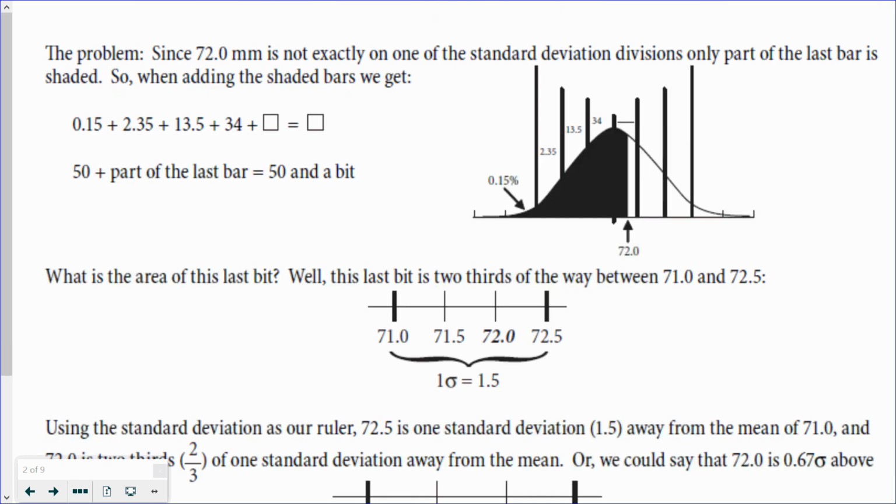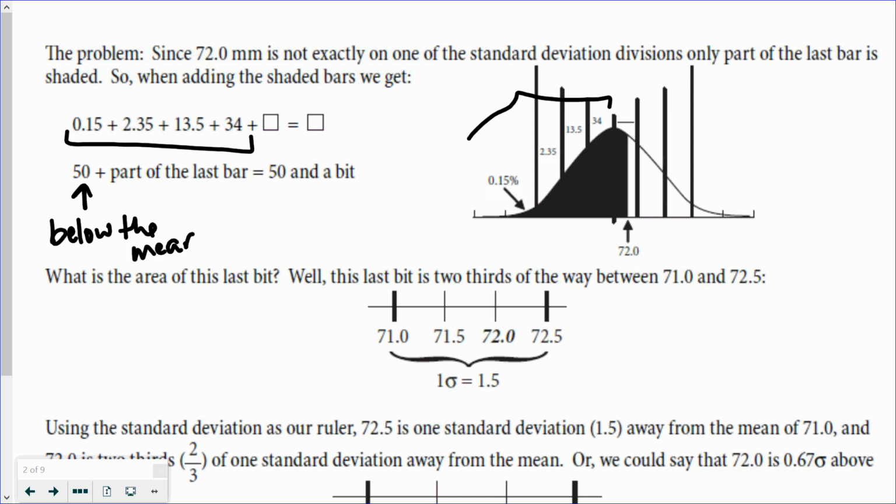It says, the problem, since 72 millimeters is not exactly on one of the standard deviation divisions, only part of that last bar, so only part of the 34% is shaded. This is exactly what I had on the other sheet. So this part is the 50% below the mean. And then we need to add on that last little bit.